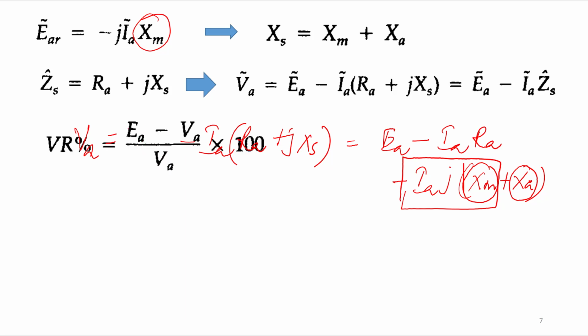Now if we talk about the voltage regulation, I can write it the same way as we have written before: the no load voltage minus full load voltage, divided by full load voltage, into 100, that will give me the percentage voltage regulation. So EA, of course, is the no load voltage across the terminal. When the load is not there, we find the induced voltage, right?